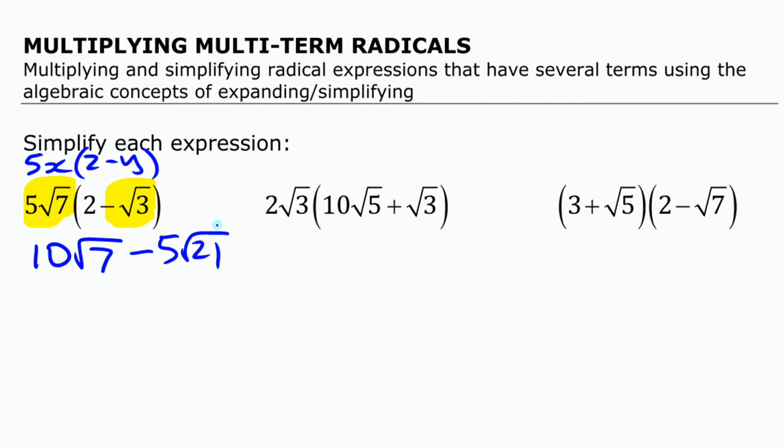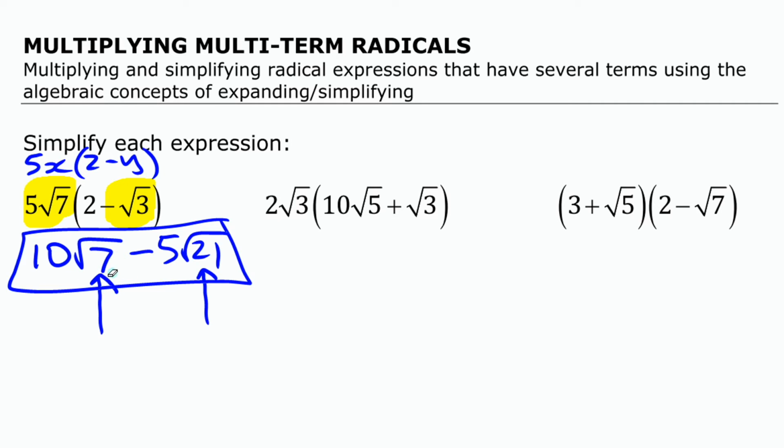Now we should look at that before saying that this is our final simplest form answer. We should look at the two radicals to see if there's any way we can simplify either of those. Root 7 doesn't have any numbers that are perfect square factors. We can't do anything with that, nor does root 21. So because that's true, that's the simplest form you can do that.